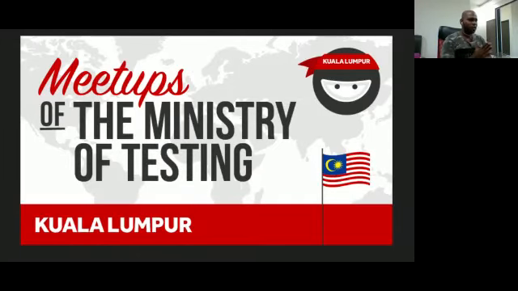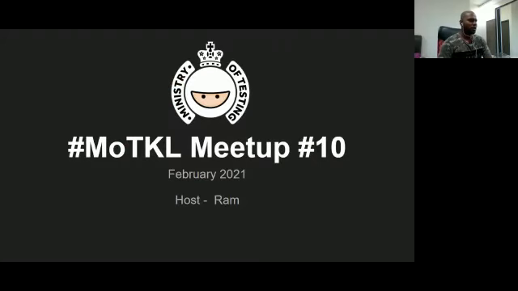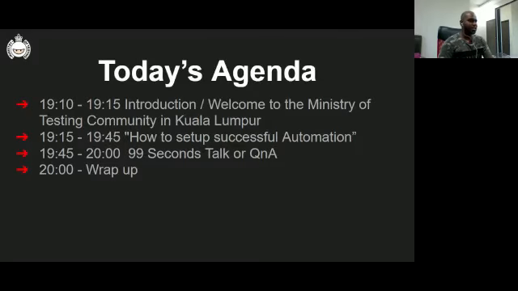So, welcome everybody to our 10th meetup of the Ministry of Testing Kuala Lumpur. My name is Ram, I'll be your host for today. Today's agenda will be an introduction and welcome to Ministry of Testing. Then today's speaker will be Ashish, who will be speaking about a topic called how to set up successful automation from scratch. Followed by that, we will have our 99 seconds talk or our Q&A, and then we will wrap it up.